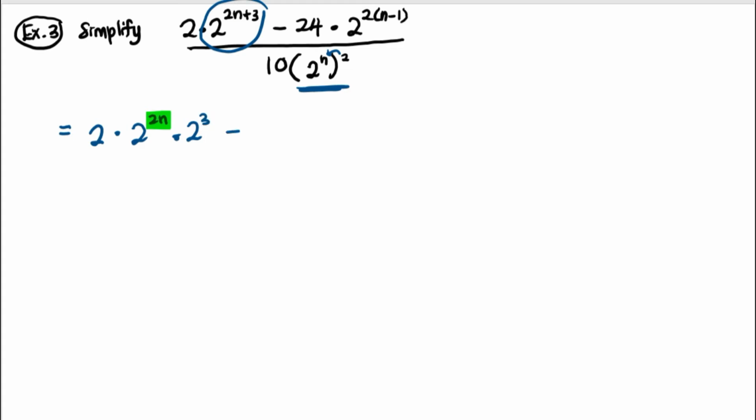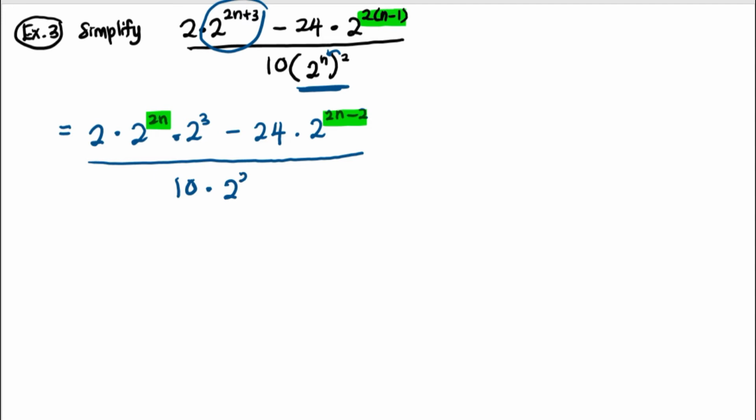We have a minus 24, so we have 2 to the power of 2n minus 2. I expand this one first. Now at the denominator, I'll have 10 multiplied with 2 to the power of 2n. Bear in mind that I want to keep 2 to the power of 2n because we can cancel it later. So that's the strategy.